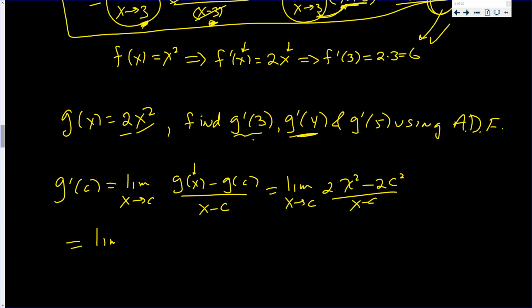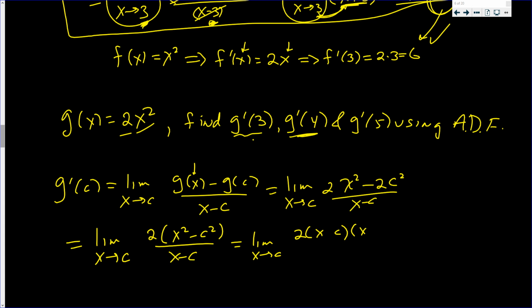This is equal to the limit as x goes to c of, in the numerator, I can factor out a 2. In the numerator, I have the difference of squares. X and c are being squared. One time I add them, the other time I subtract them. Over x minus c. Something's definitely bothering me here.